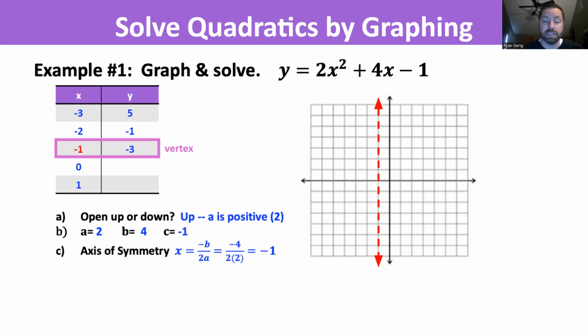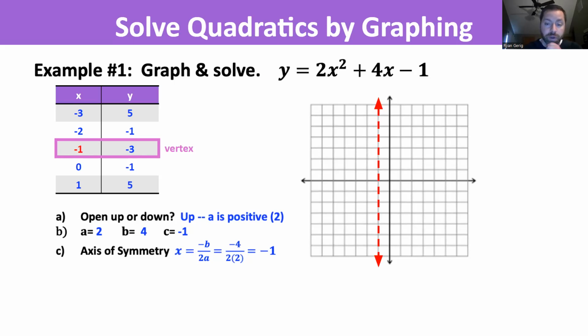0 should be really easy. 0 is going to cancel 2x squared. It's going to cancel 4x because 0 times anything is 0. It's just going to be -1. And then 1 squared is 1. 2 times 1 is 2. 4 times 1 is 4. 2 plus 4 is 6. I'm getting ahead of myself. 6 minus 1 is 5.